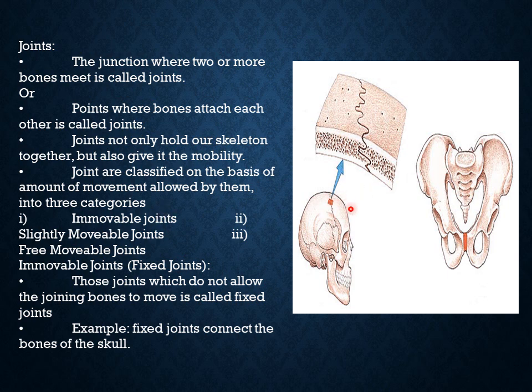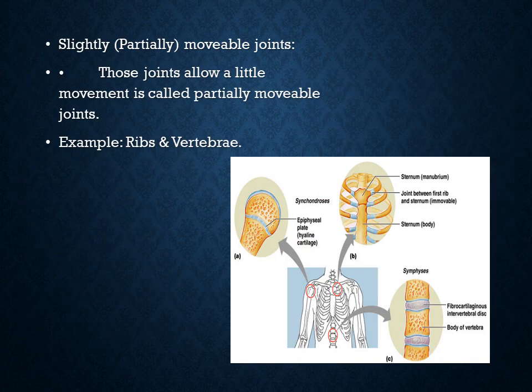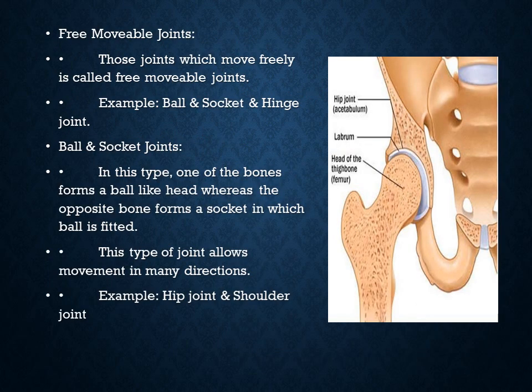These bones of the skull, there are 8 bones present in a skull, are joined by what is known as a suture. These are fixed bones, they are not movable bones. Now slightly or partially movable joints: those joints allow a little movement, and that is known as a partially movable joint. It is present in our ribs and vertebrae, as shown in this figure. These red coloration or this laser point is showing these joints, the slightly or partially movable joints present in ribs and vertebrae.